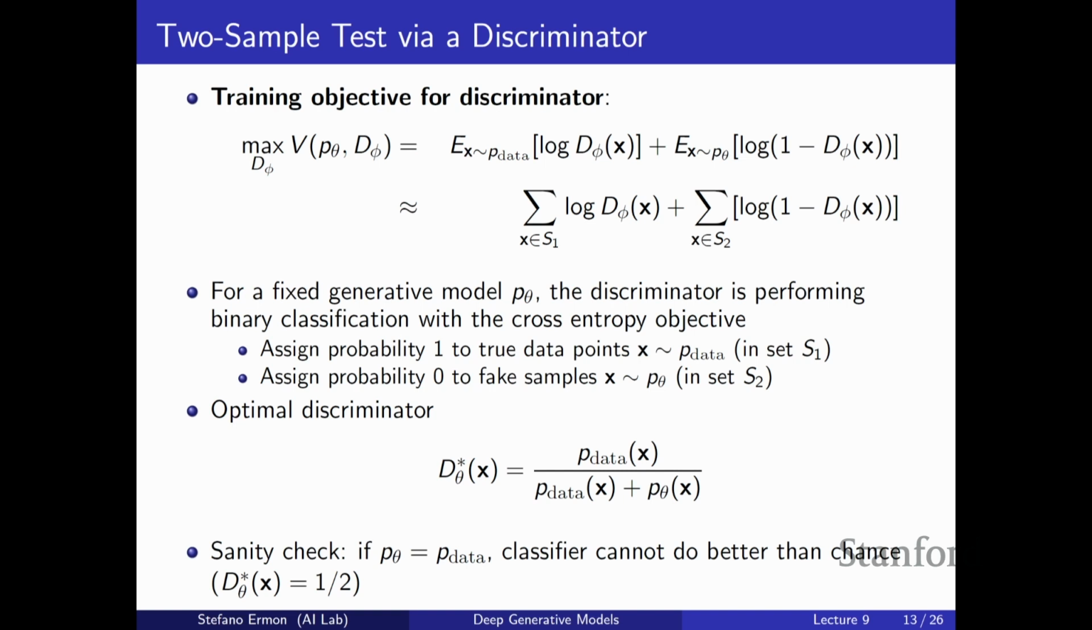Yeah, and so as a sanity check, you can see that if p theta is equal to p data, then this quantity is going to be 1/2 for every x, which basically means that the classifier will output 0.5 for every x, which is indeed the best you can do. If the distributions are the same, you cannot possibly do better than chance. So this is when the classifier is maximally confused, basically.